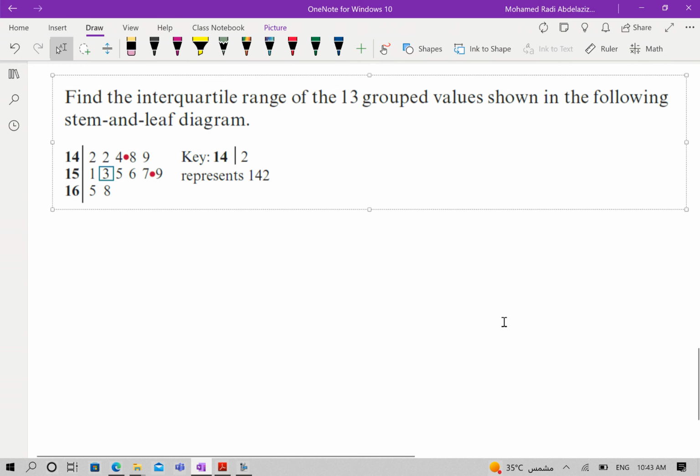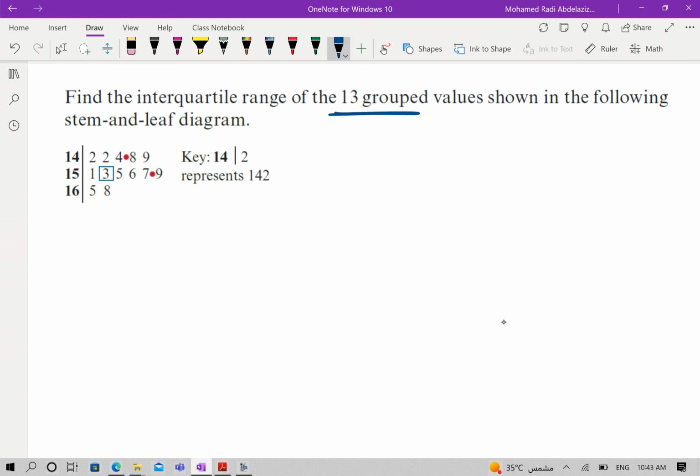We have a group of 13. You can write them again arranged ascendingly without using the stem and leaf, or you can identify the values directly from the stem and leaf. How many values do we have? 13. What is the median?